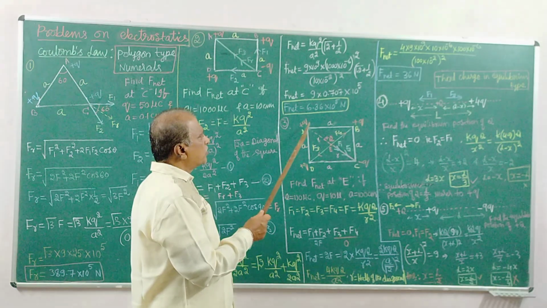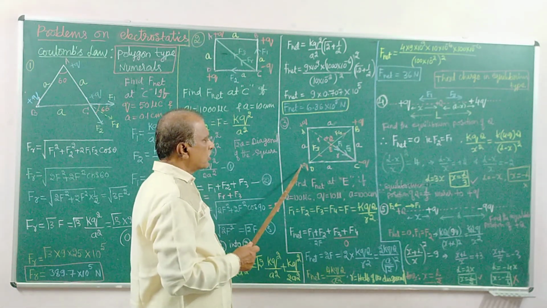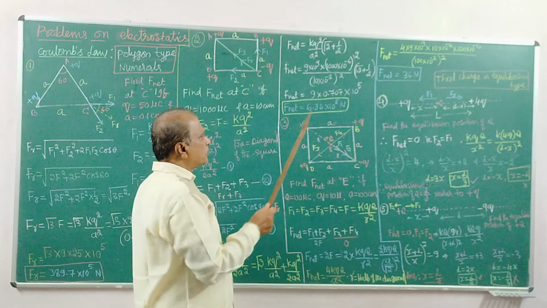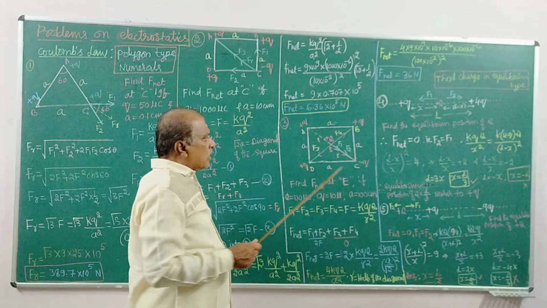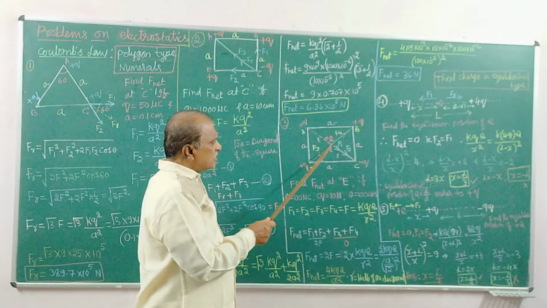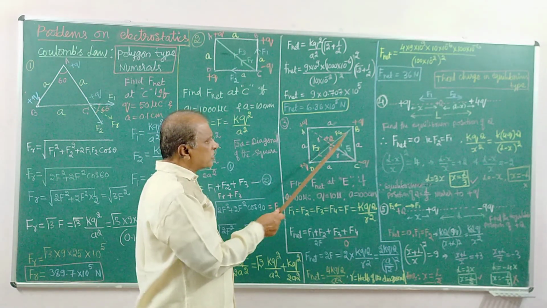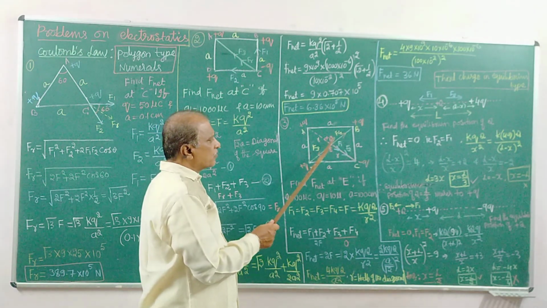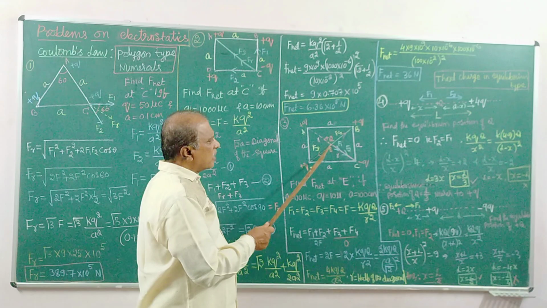The charges are plus q, minus q, plus q. Same magnitude of charges, these have plus and this is minus. And at the center of this square, there is one more charge, it is Q. This value is different, plus Q. Q is different, so you have to calculate that.